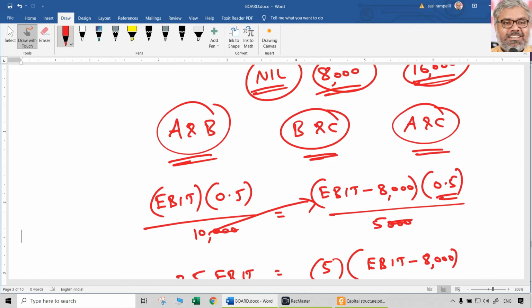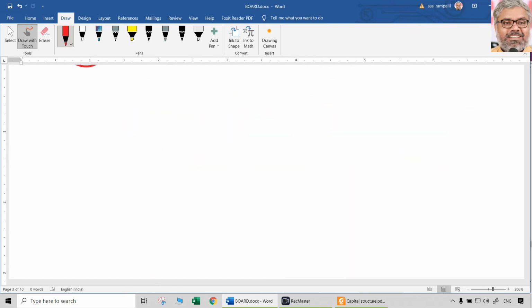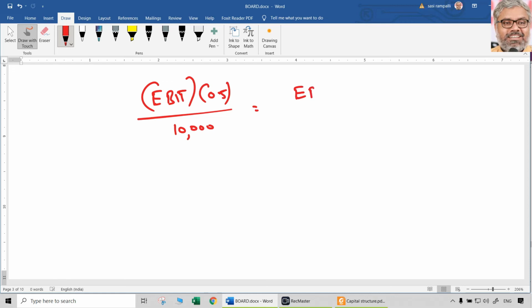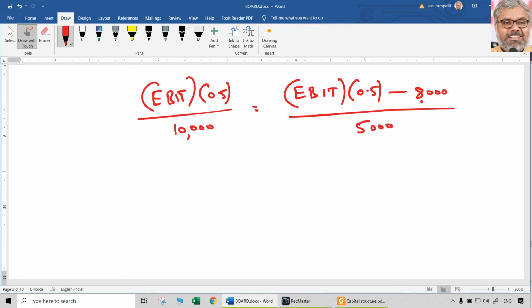Then we can also calculate the A and C indifference points. A is pure equity. Once again, EBIT into 1 minus tax rate, because there is no interest anyway, divided by 10,000 should be equal to C, which is also EBIT into 0.5 minus preference dividend. No interest there also, but preference dividend 8,000 is there. That will be the earnings available to equity shareholders divided by 5,000.